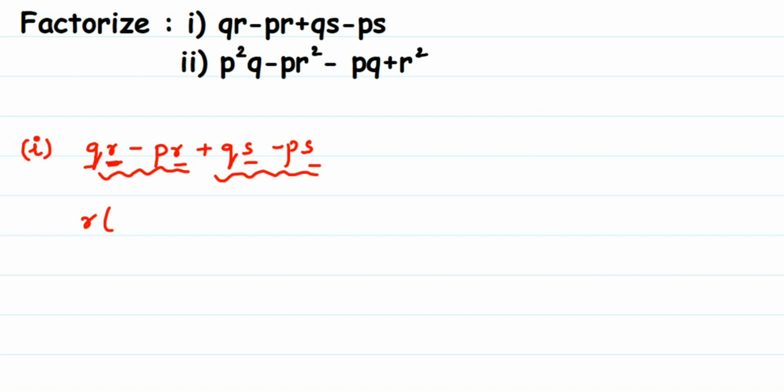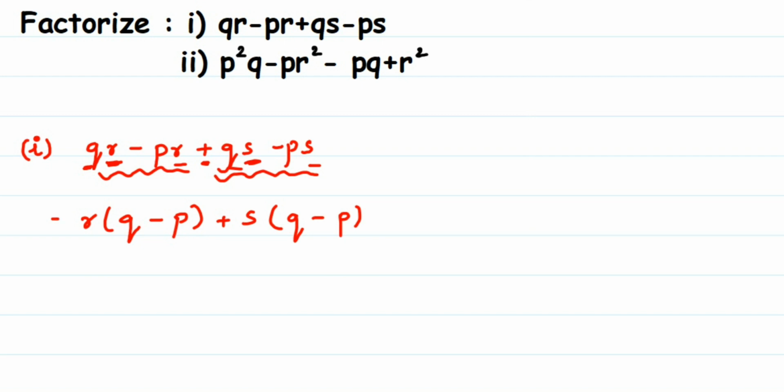So r is present in both of the first two terms. Pull out r outside. If I remove r there, q will be left, so in the bracket I'll get q. There's a minus sign, put minus sign, and if you remove r from the second term, you will get p. There's a plus sign, put plus sign. Now s is present, so take out s outside. If you remove s, q is present, so q minus p.